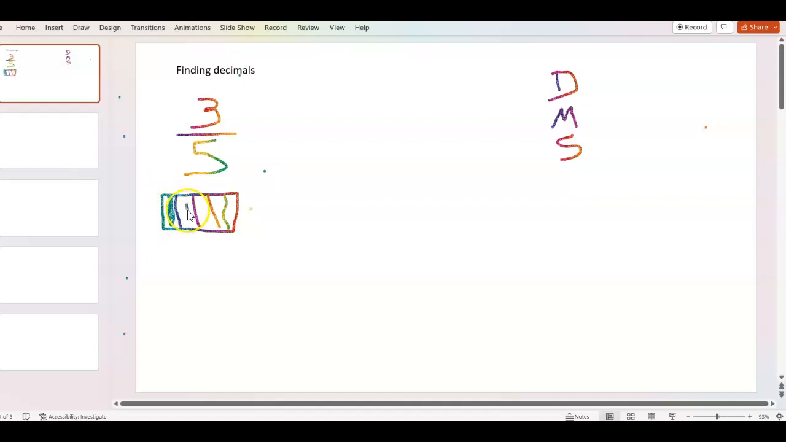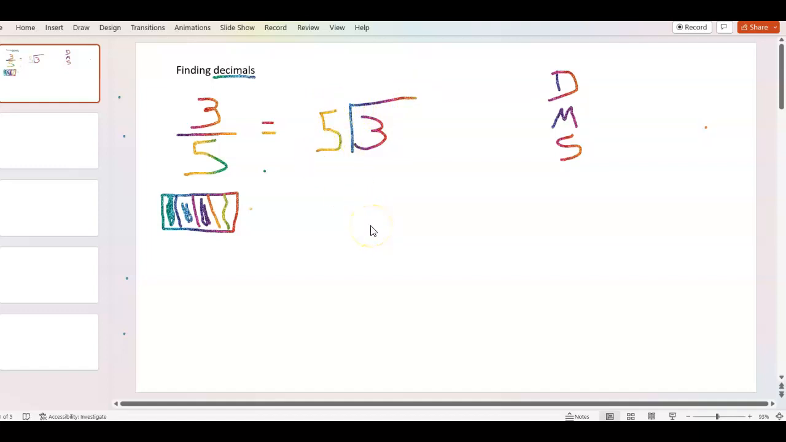1, 2, 3. So that's 3/5. Now, in order to turn it into a decimal, we would have to take the 3, and this equals the same. 3 over 5 means 3 divided by 5. And in order to find the decimal, which is what we're looking for today, decimals, we would have to take the 3, and it would need to be divided by 5.